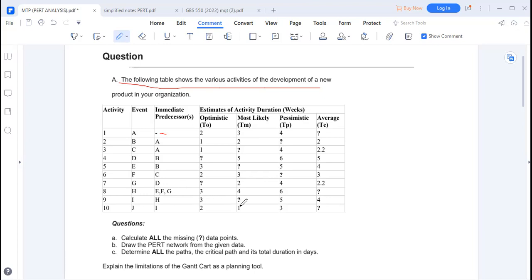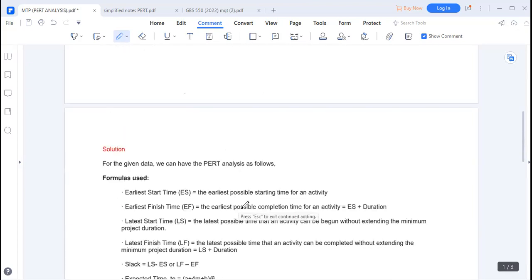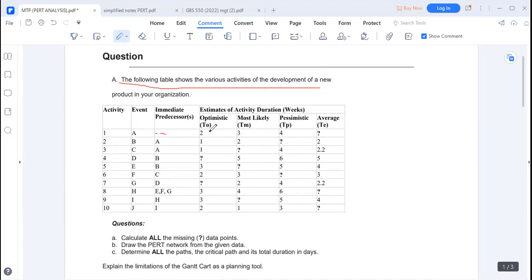So for activity A, they have given us the optimistic time, the most likely time, and the pessimistic time. We need to find the missing values, what was missing in each of these. Meaning that for activity A, we need to start finding.